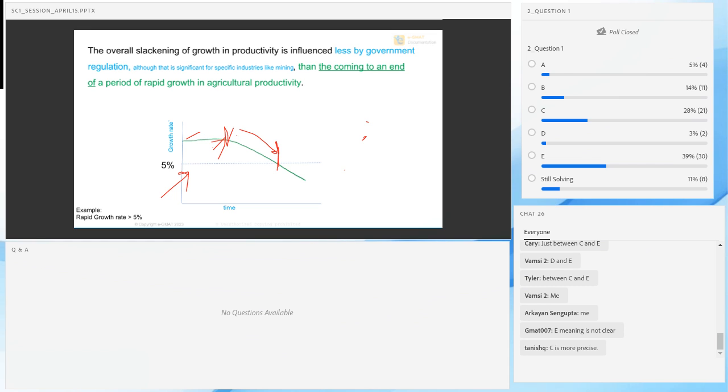Now, finally, when it reached point C, that is when it actually dropped down to below what is considered as a good growth rate, right? So, really, at point C, this period of rapid growth rate ended. Okay. But the process of this period ending started at this point B. So, really, what choice A expresses is this period from B to C.